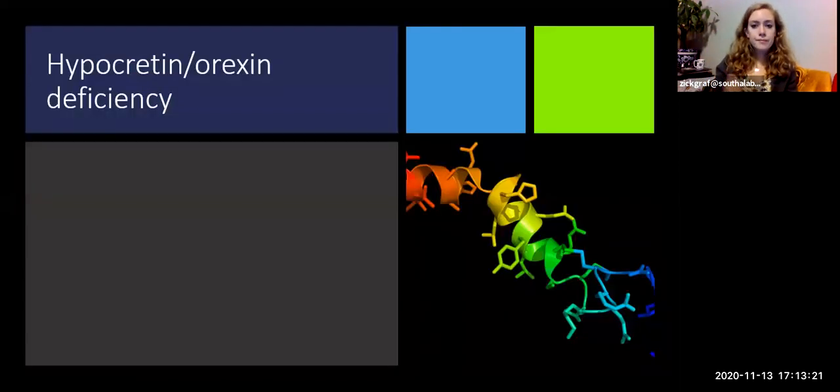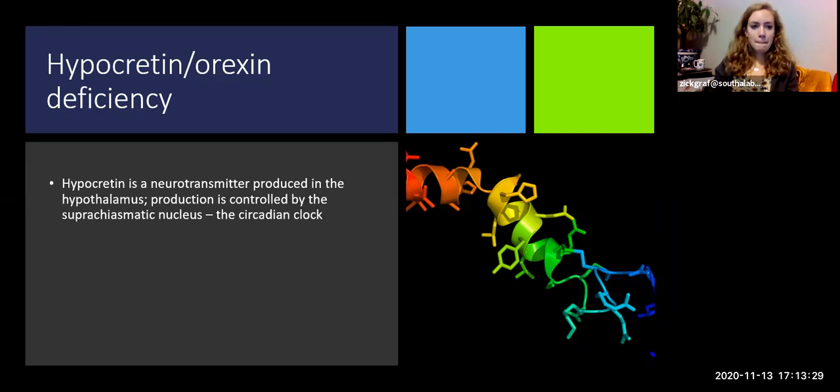part of your brain. Okay, so like I said, narcolepsy is caused by deficient production and signaling of hypocretin, which is also known as orexin. This is hypocretin. It's a neurotransmitter that's produced in the hypothalamus, and its production is actually controlled by the suprachiasmatic nucleus. So signals from the suprachiasmatic nucleus signal in the part of the hypothalamus that produces hypocretin. So our hypocretin production is controlled by our biological clock. It's also controlled by our sleep debt.